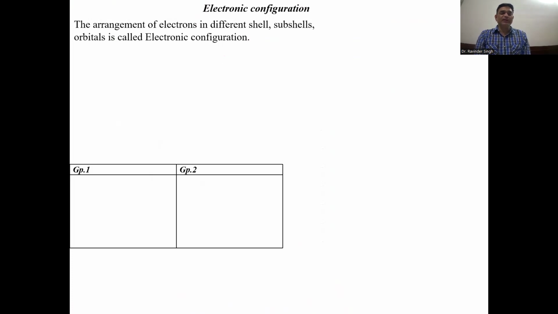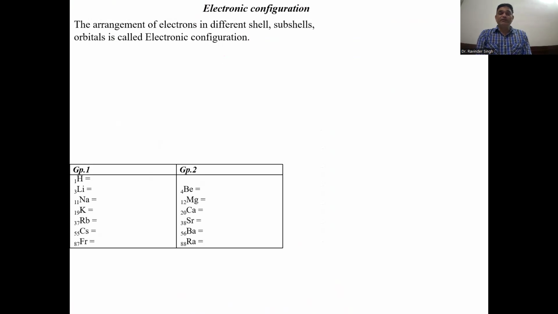You can see here the electronic configuration of the different groups present in the periodic table. First of all, we will see group number 1. In group 1, the elements are hydrogen, lithium, sodium, potassium, rubidium, cesium, and francium. Now we will write the electronic configuration of these. The electronic configuration of hydrogen is 1s1, like that we will write them. But before that, we will see the elements of group 2: beryllium, magnesium, calcium, strontium, barium, and radium.